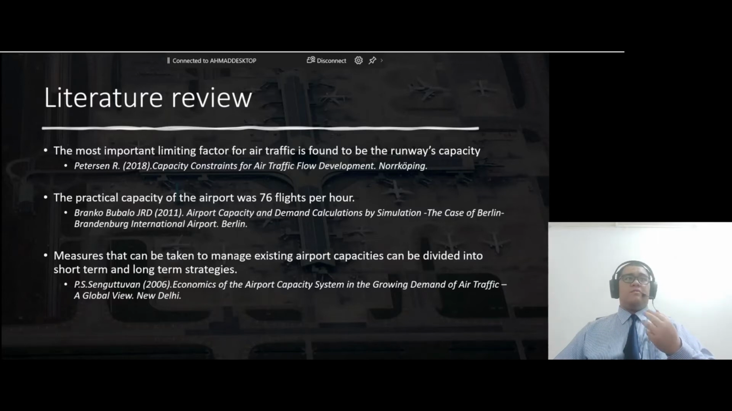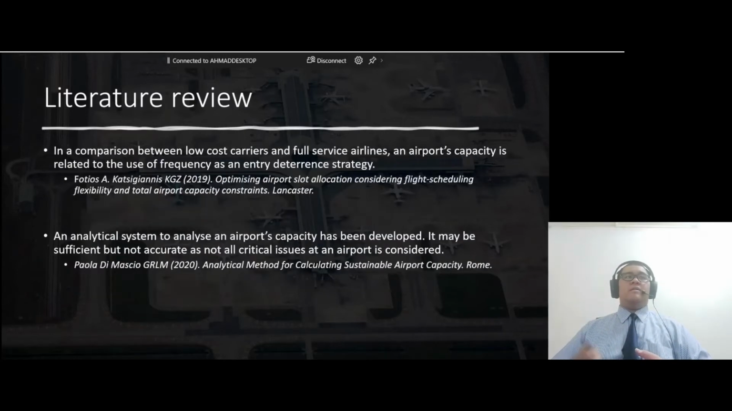Now, P.S. Sengutuvan, in his report titled Economics of Airport Capacity System in the Growing Demand of Air Traffic, said that the measures that can be taken to manage existing airport capacities can be divided into short-term or long-term strategies. So short-term strategies are basically taking advantage of better management tools or technologies to improve the flow of traffic. And long-term strategies are basically developing new infrastructures like new terminals or runways to cope with the existing demand.